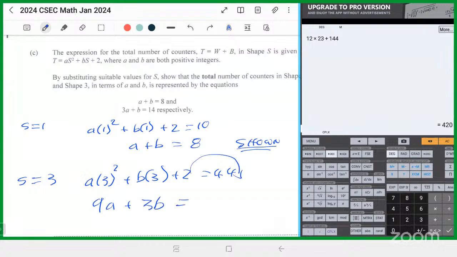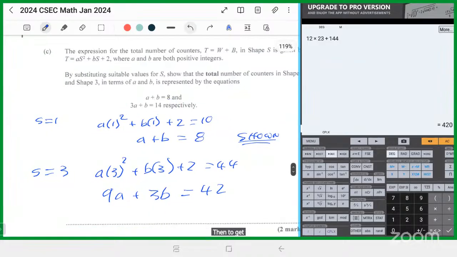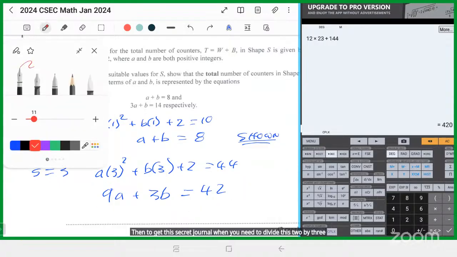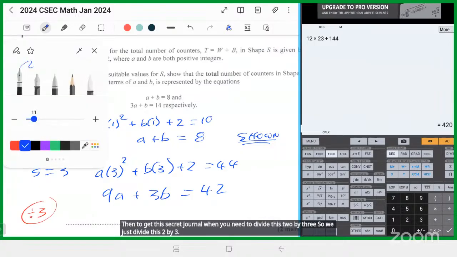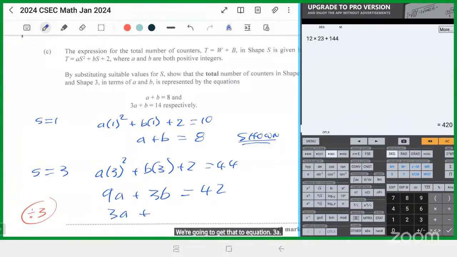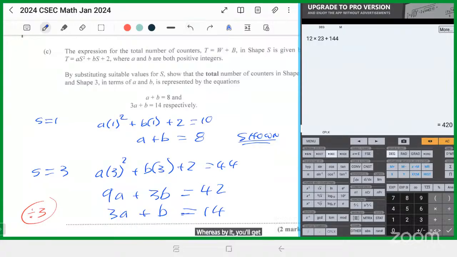Transpose this 2, we get 42. 44 minus 2 is 42. Then to get this equation, now we need to divide this by 3. So we just divide this by 3. We're going to get that equation. 3A plus B, divide this by 3, we get that 7, we get that 40. Divide this by 3, we get 40. That is it. So therefore shown as well.